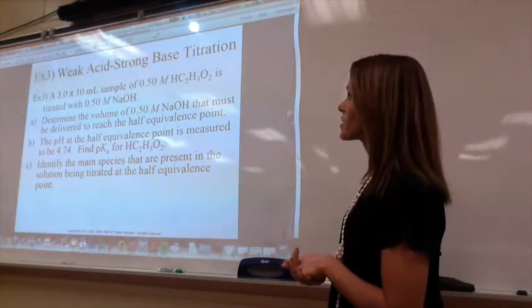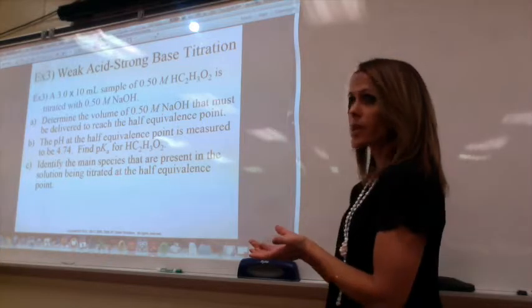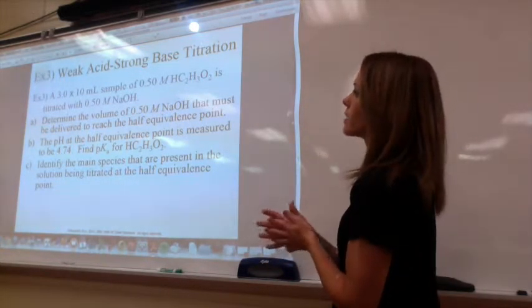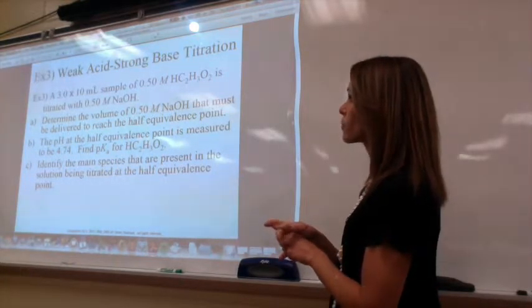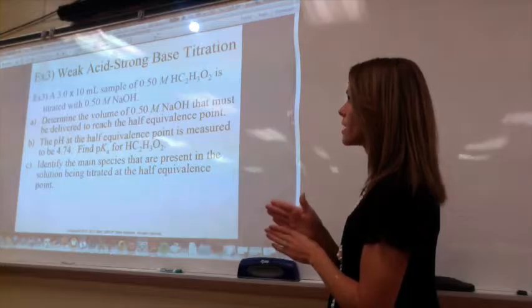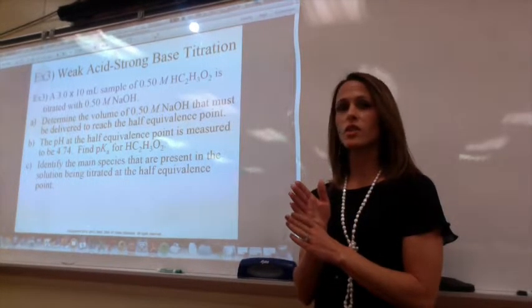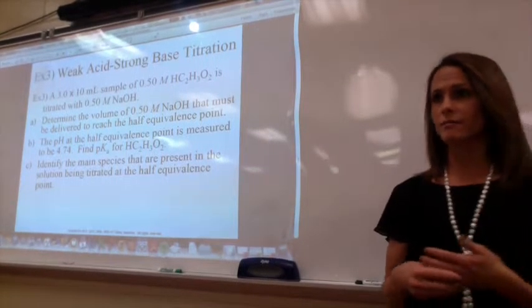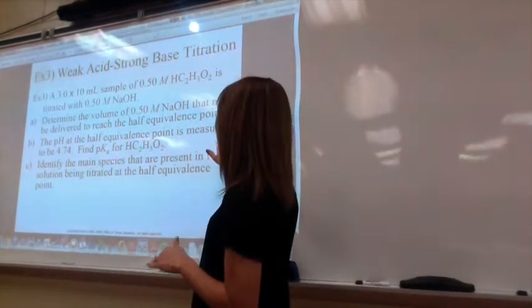So a 30 mL sample of this, which is weak, we just know it's weak because it's not a strong, right? It's titrated with sodium hydroxide. Determine the volume of sodium hydroxide that must be delivered to reach the half equivalence. All right, so you're going to find how much volume is needed to reach the equivalence point, and then you're going to divide that by 2, right? We already recognize that. Then we're going to calculate the pH at the half equivalence point.